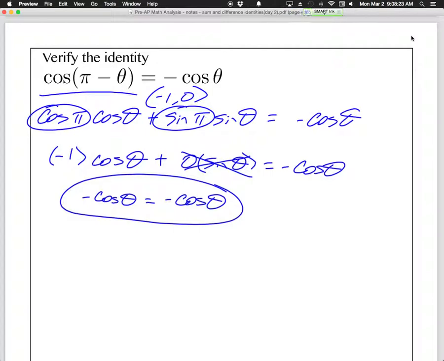What two types of problems did we deal with today? Turning a trig expression into an algebraic expression, and verifying a trig identity using the sum and difference identities.